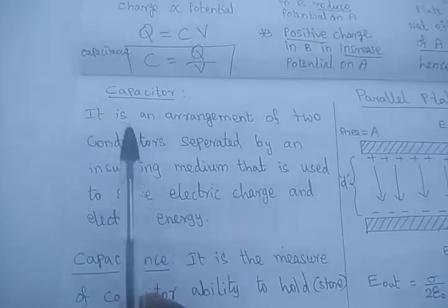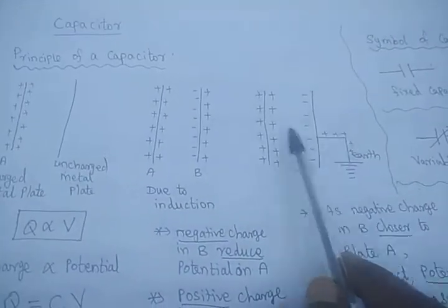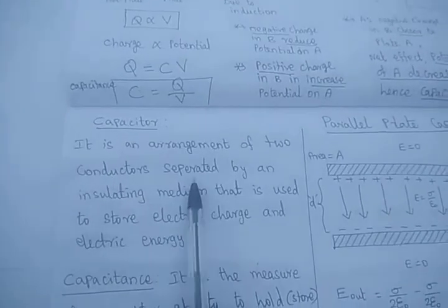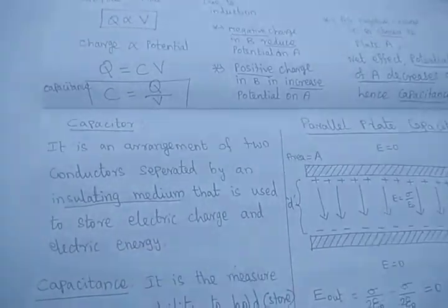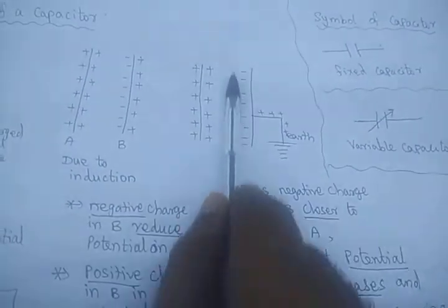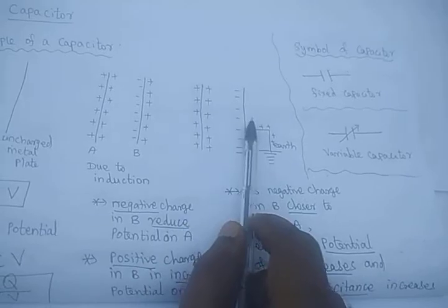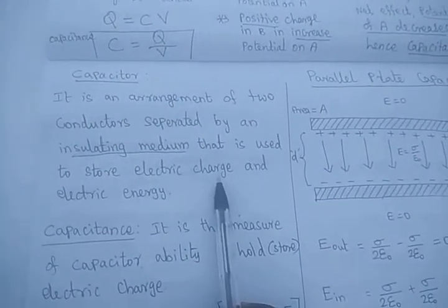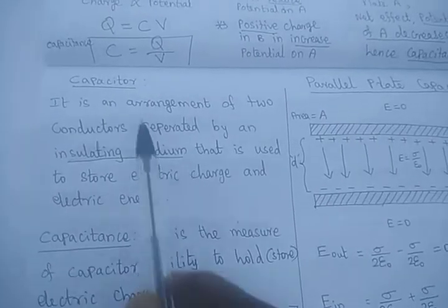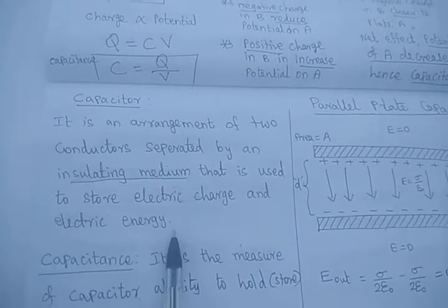What is a capacitor? It is an arrangement of two conductors, parallel plate conductors, separated by an insulating medium. Being separated by an insulating medium is very important. Here the insulating medium is air. Why are the two parallel plate conductors kept separated by a small distance? It is used to store electric charge and electric energy. So a capacitor is a device used to store electric charge or electric energy.